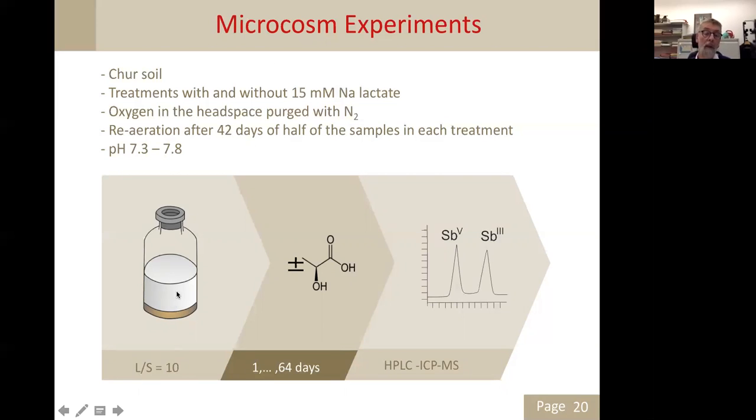So the liquid solid ratio was 10, so 5 grams per sample were then diluted or mixed with 50 milliliter of solution. As I said, we had several weeks, so up to 64 weeks. This is the lactate, and the antimony was analyzed with HPLC ICP-MS, to speciate between Sb5 and Sb3.